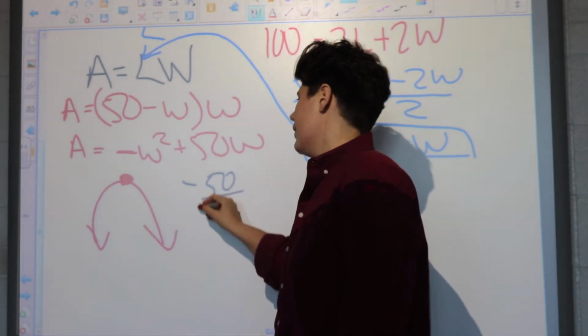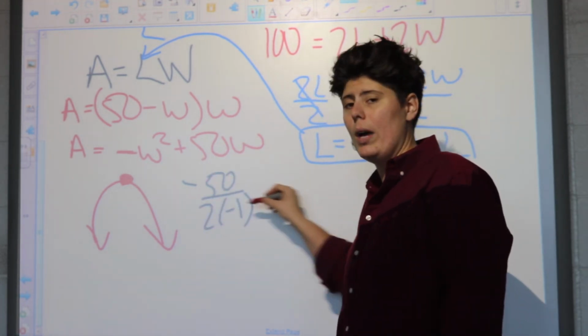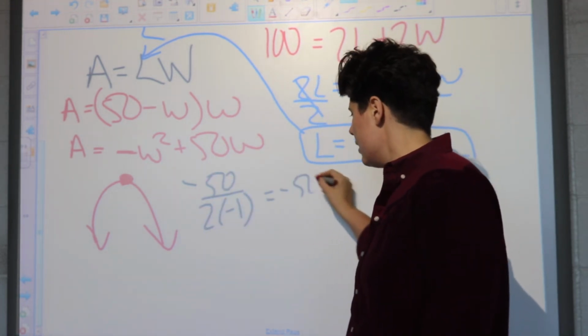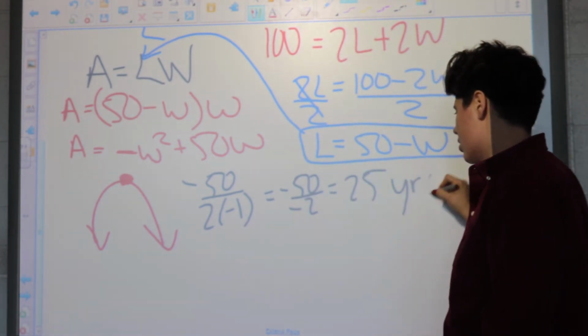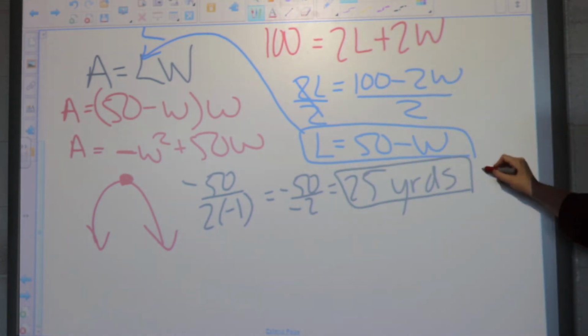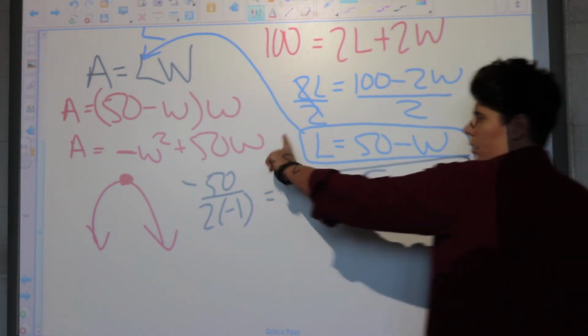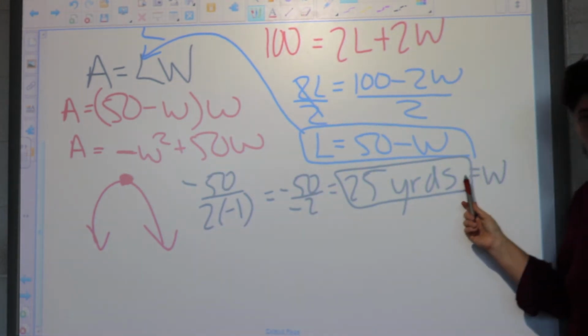That's negative B divided by 2A, so negative 50 divided by 2 times negative 1. Negative 50 divided by negative 2 gives me 25. And my units are going to be yards. It gave me units this time. So I know that my width, because I solved an equation for my width, is going to be 25 yards.